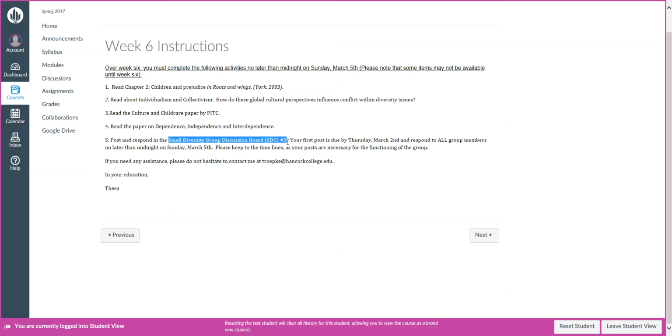So for small group discussion number 3, the first post is going to be due by Thursday, March 2nd, and then remember to respond to all group members no later than midnight on Sunday, March 5th. I'm asking for you to be consistent with the due dates and timelines, because as a group, you have to have all the posts by Thursday so that the other group members can function. So just remember that's going to be your commitment for this week, posting your initial post by Thursday, March 2nd. Let's go ahead and take a peek at the other items.